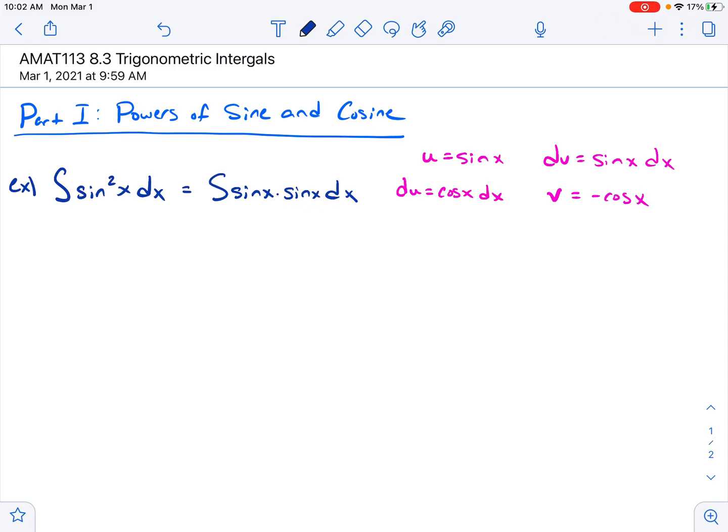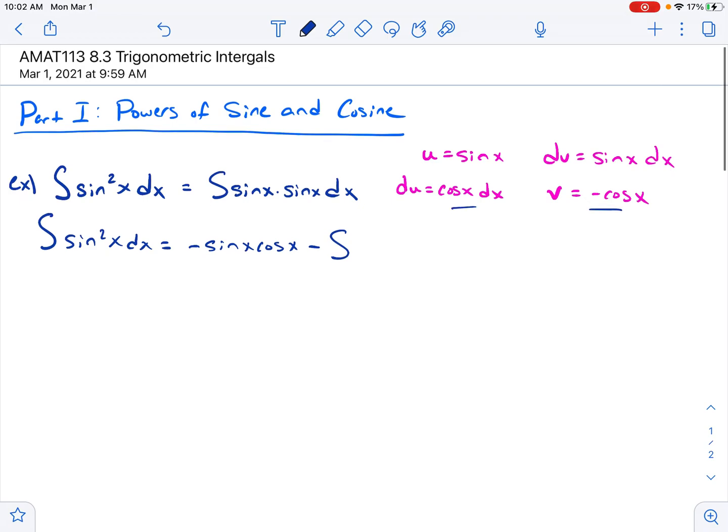So let's see what happens here now. The integral of sine squared x dx becomes u times v, negative sine x cosine x, minus the integral of v du. That's going to be negative cosine squared x. I'm going to take care of that double negative. Well, what happened? We traded a sine squared integral for a cosine squared integral.